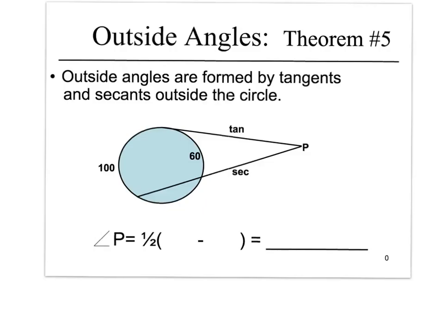Okay, so another type of outside angle we can have created are ones formed by a tangent and a secant. Okay, and it follows the same premise. We take the major arc, 100, we subtract the minor arc of 60, so that's a difference of 40, take 1/2 of that, we get a 20-degree angle. So that's what angle P is equal to.